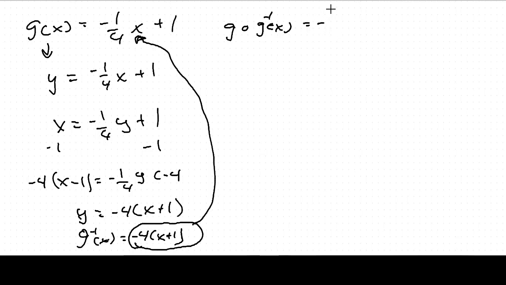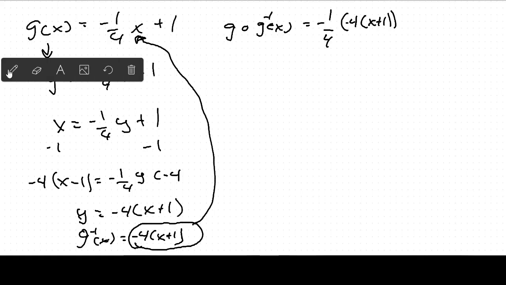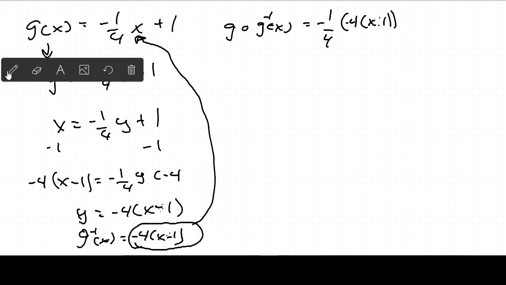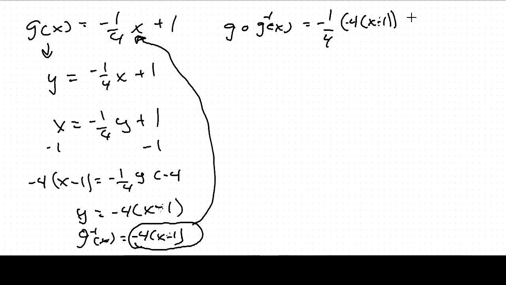So it's going to look like negative 1/4 times 4 negative x plus 1. Sorry, that's not supposed to be plus, it's supposed to be minus. I messed that up. I wrote it right there and then I didn't copy it right. That's supposed to be minus. And then plus 1. So let's see what happens.